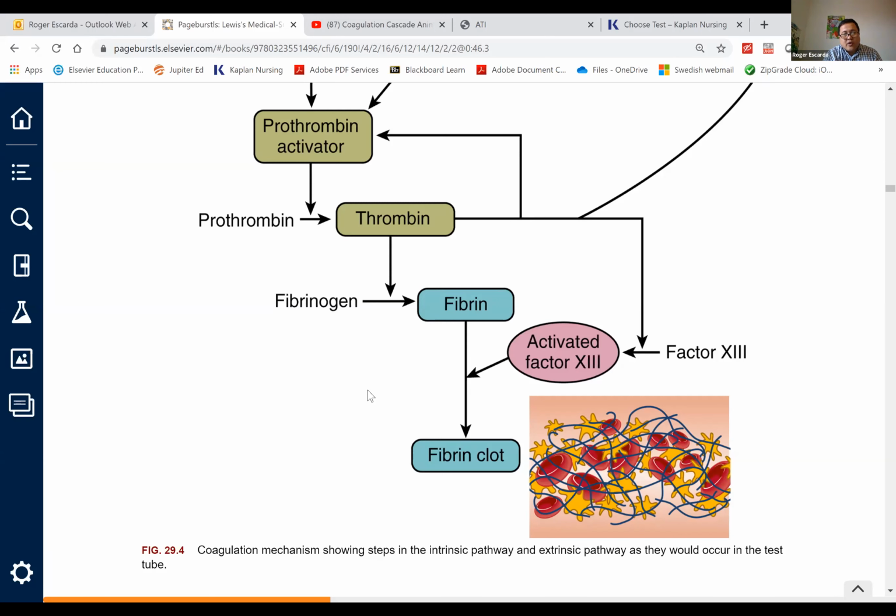Yeah, so these are all the patients that will require anticoagulation, meaning we don't want them to form blood clots, or at least we would like to lessen their ability to form clots. Of course, we also have opposite patients who have bleeding disorders, which you will discuss in chapter 30.